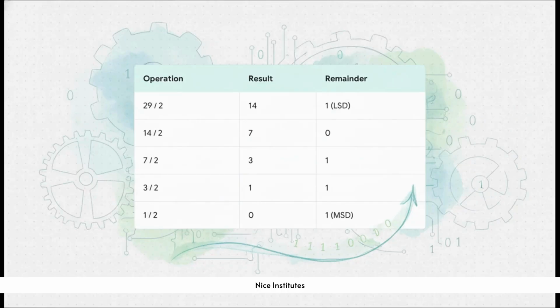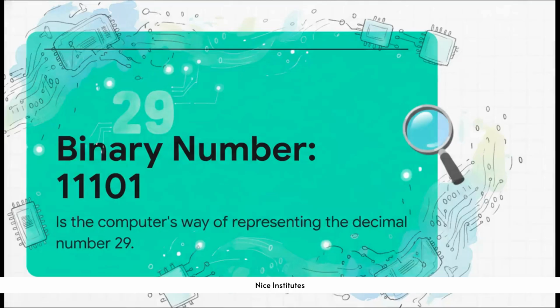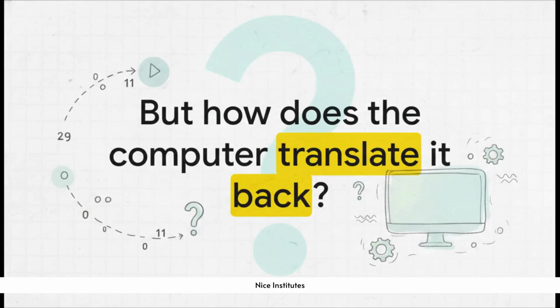Okay, here's the whole thing laid out so you can see it all at once. If we follow those remainders from the bottom all the way to the top, starting with what we call the most significant digit, we get 1, 1, 1, 0, 1. And just like that, we've done it. Our number 29 in the language of a computer is 11101. We've cracked the code.